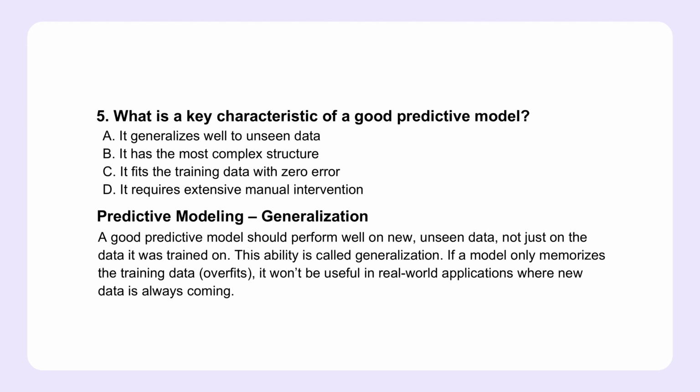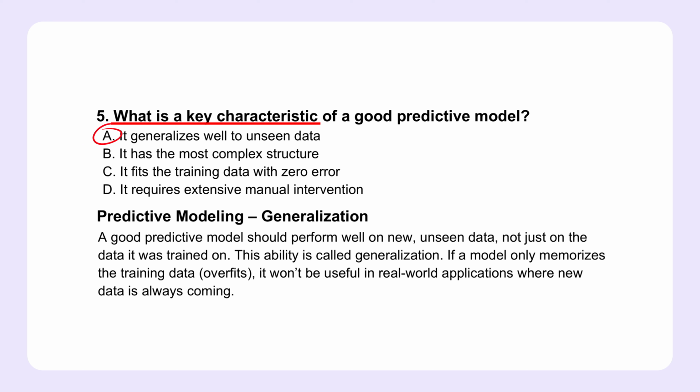Smart. That leads nicely into question 5. What is a key characteristic of a good predictive model? Options: it generalizes well to unseen data, it has the most complex structure, it fits the training data with zero error, it requires extensive manual intervention. The key characteristic is definitely A. It generalizes well to unseen data.